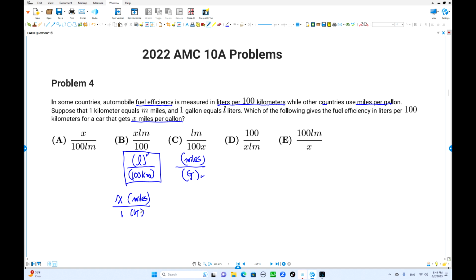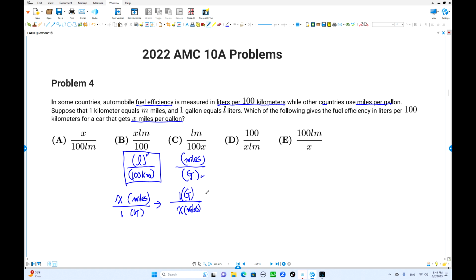We're going to change the unit to liters per 100 kilometers, okay? So the distance is the numerator here. This distance is the denominator. Maybe you can switch this one. It's okay too: 1 gallon to x miles. It's the same thing, okay? You can start from here.